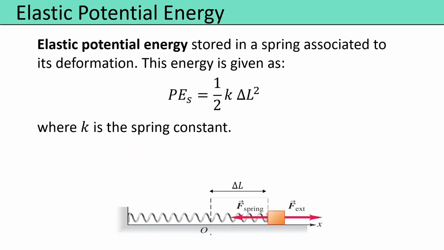The energy in the spring is what we call the elastic potential energy, and it can be calculated easily. It's simply 1/2 multiplied by the spring constant times the distance the spring has been stretched or compressed, squared. Since the change in length is squared, it doesn't matter if we compress or stretch the spring, the potential energy in the spring will always be positive.